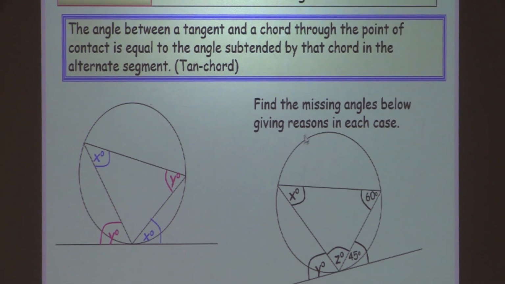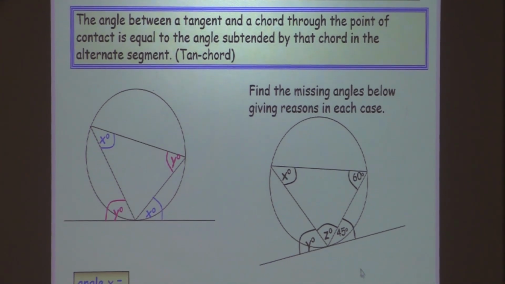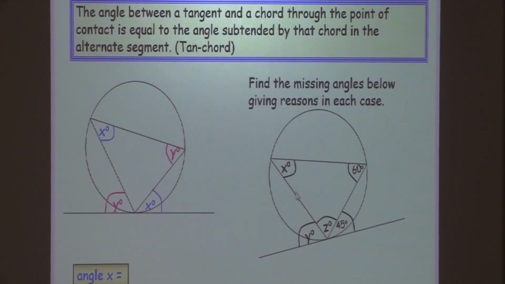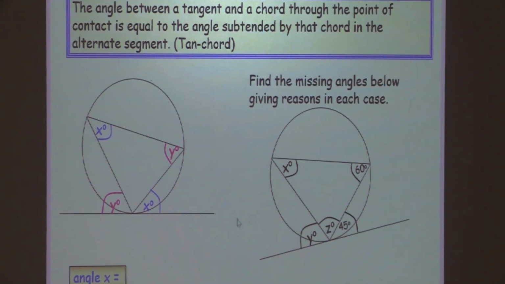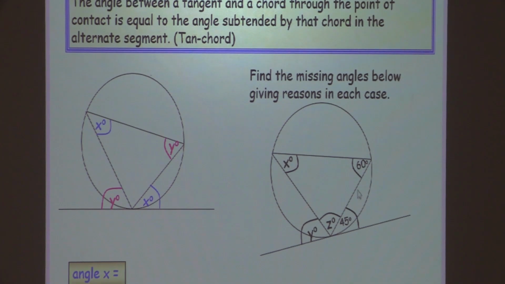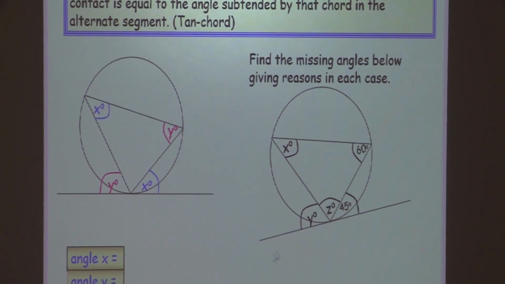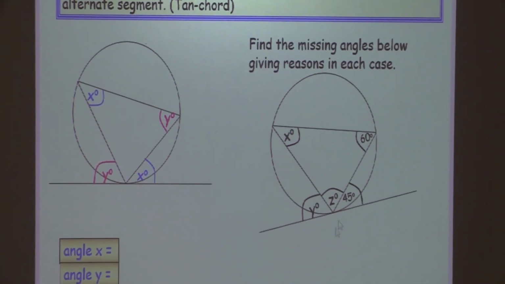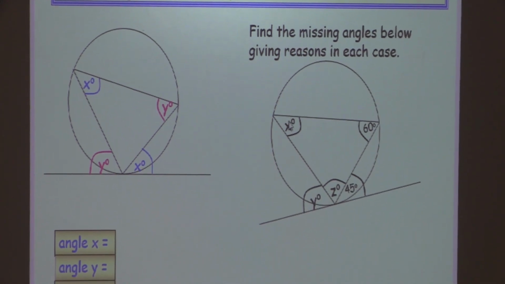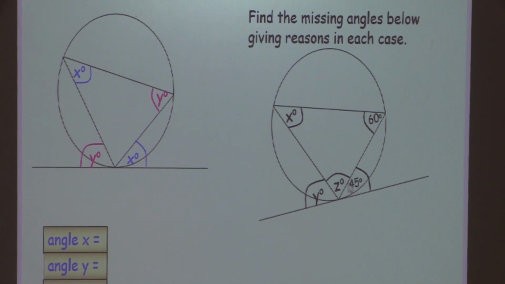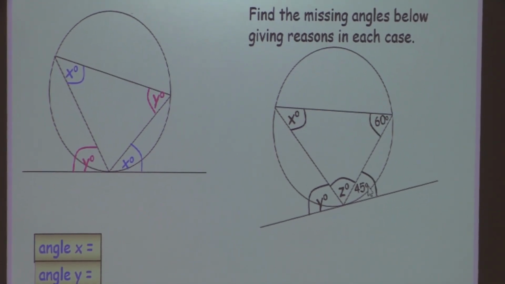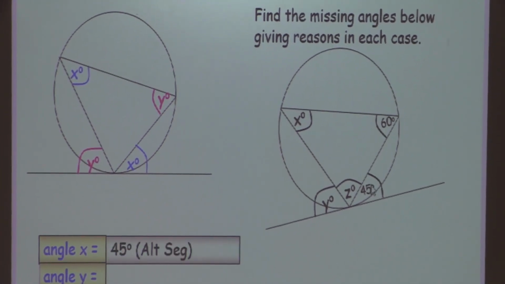Find the missing angles below, give reasons for each. I'm given 45, I'm given 60, I'm looking for all the other ones. The first one that I'm looking for is the value of x. There is x. Look at this one. This is a tangent. This is a chord. I go with the chord to find the angle which will be equal to 45. In this particular case, angle x will be equal to 45, tan-chord theorem.